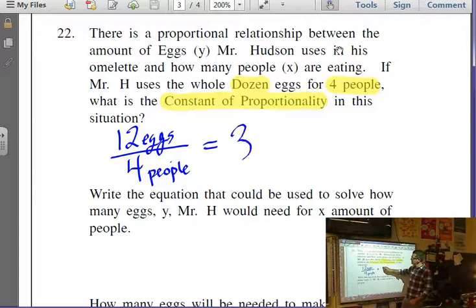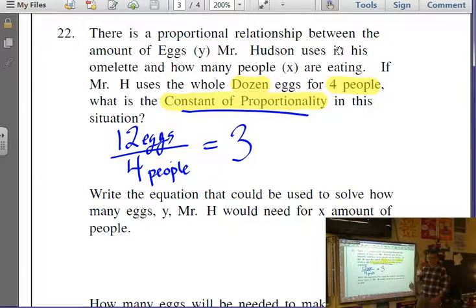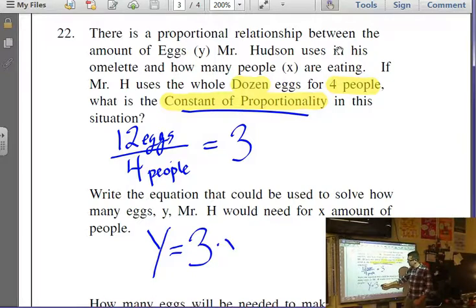and that gives me 3 for my eggs per person, and that is my constant of proportionality, because every single person is going to get 3 eggs. So when we go to write this out as an equation, that would become y, the amount of eggs that we need, will be 3 times x, the amount of people that are eating omelets.